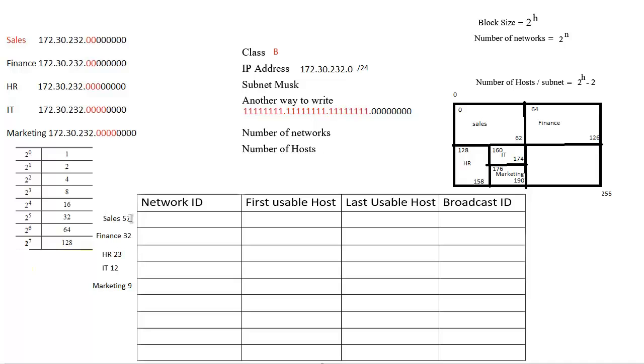Our requirement for the sales department is 57 hosts. So we count host bits from the left hand side. Number of hosts per subnet is equal to 2 to the power h minus 2, where h is the number of zeros. How many zeros do we need for 57? This 57 fits here. That means we need 6 bits for hosts. I take 6 bits from here and I draw a line here. These 6 bits I'm going to use for hosts, and these 2 we are using for network, so they need to be changed to 1.